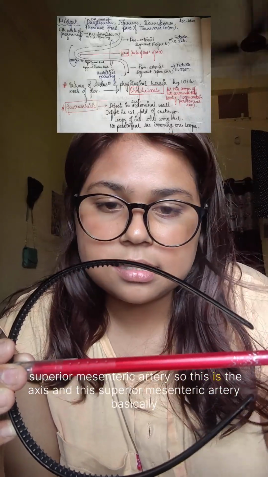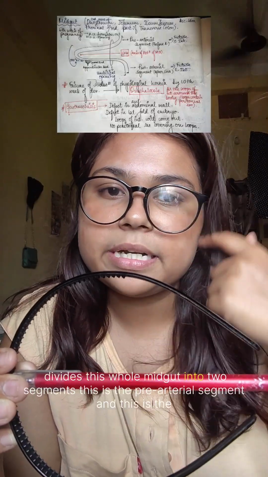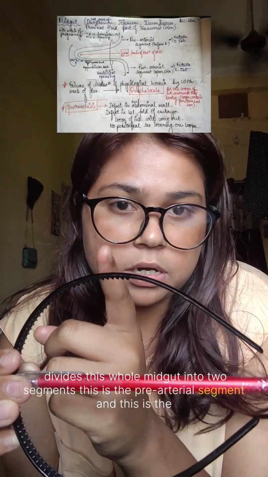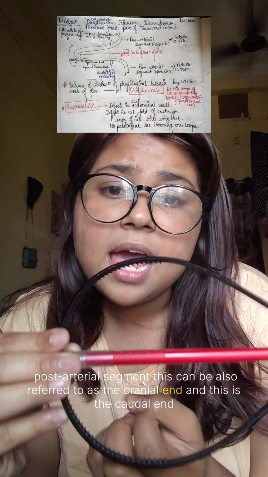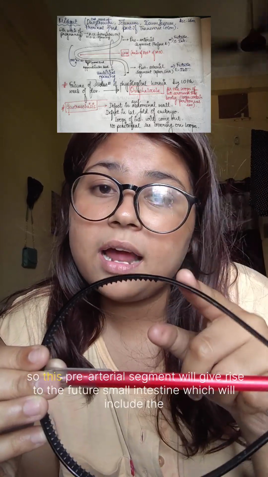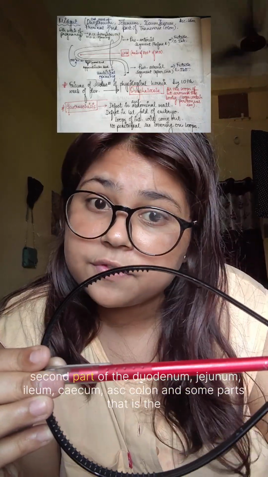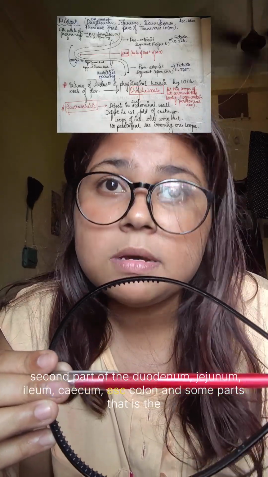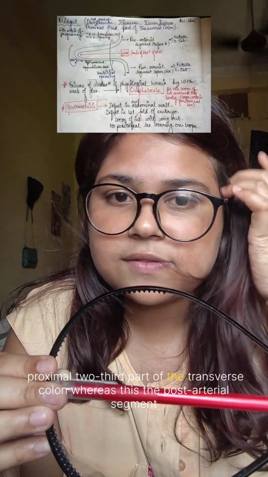So this is the axis, and this superior mesenteric artery basically divides this whole midgut into two segments. This is the pre-arterial segment, and this is the post-arterial segment. This can also be referred to as the cranial end, and this is the caudal end. So this pre-arterial segment will give rise to the future small intestine, which will include the second part of the duodenum, jejunum, ileum, cecum, ascending colon, and the proximal 2/3 part of the transverse colon.